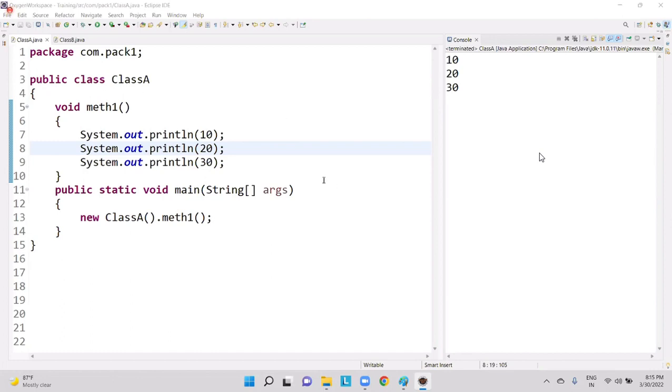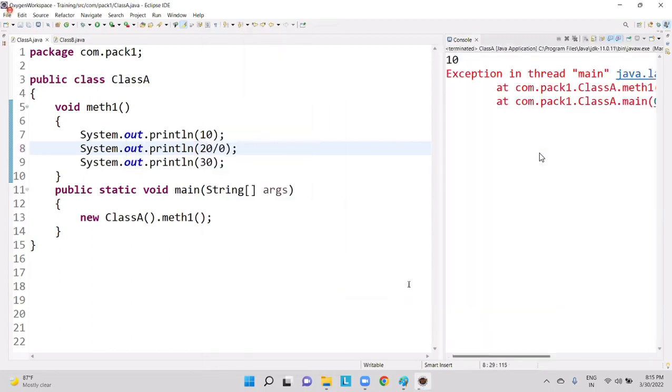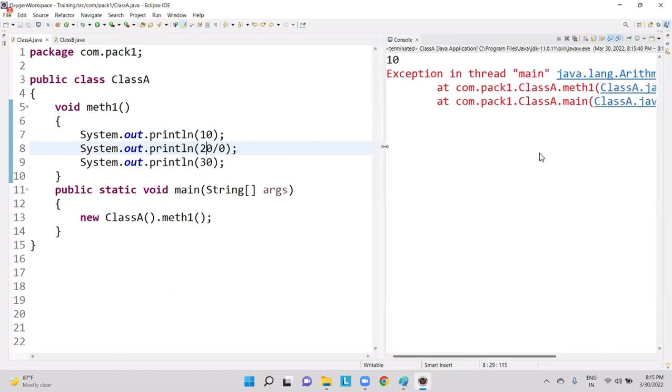For example, guys, if I'm giving 20 by 0, I will be getting an exception, right? Yes or no? Please respond. Yes, I'll be getting an exception, and that exception is ArithmeticException. Now, we need to handle that exception.